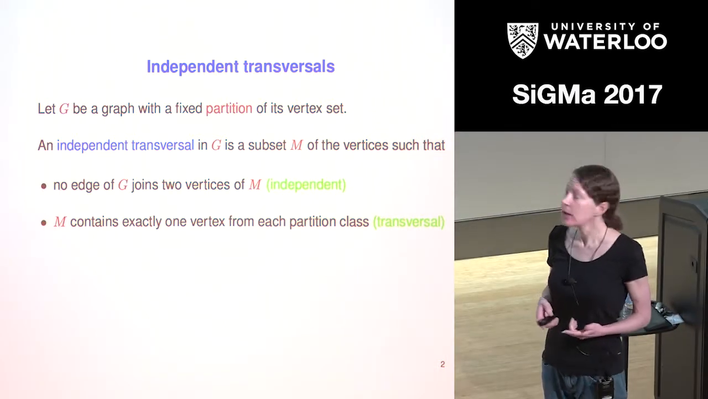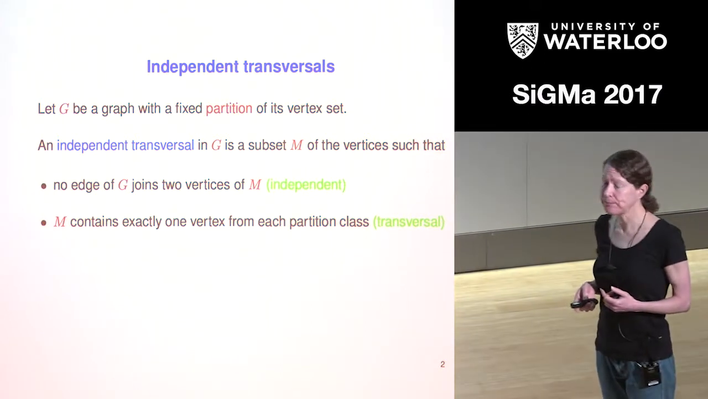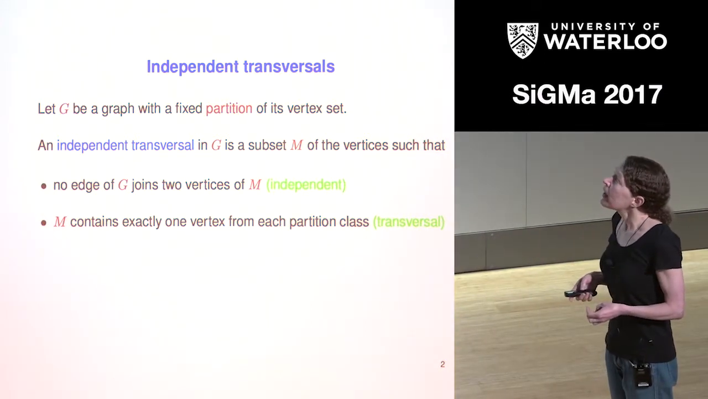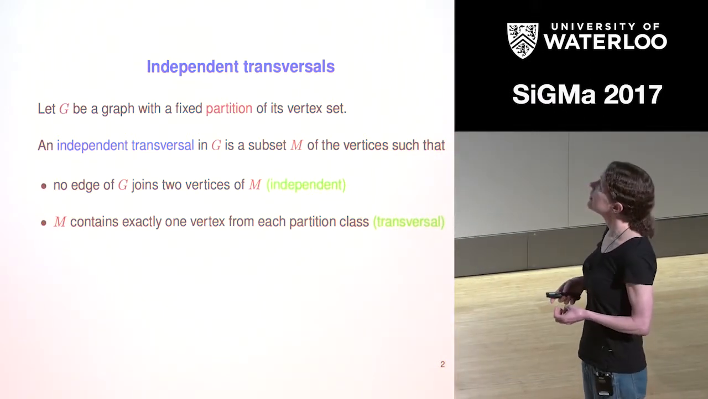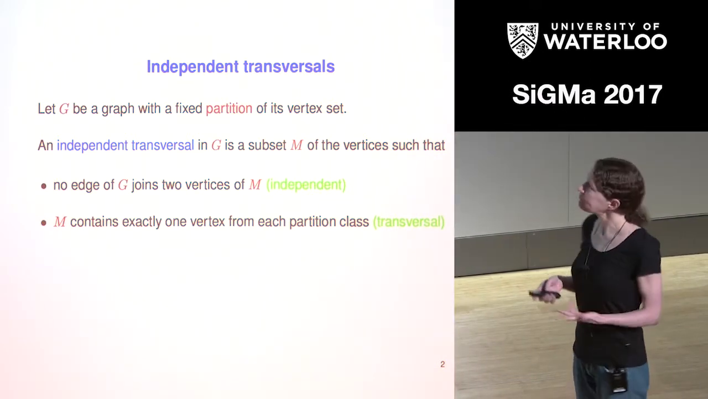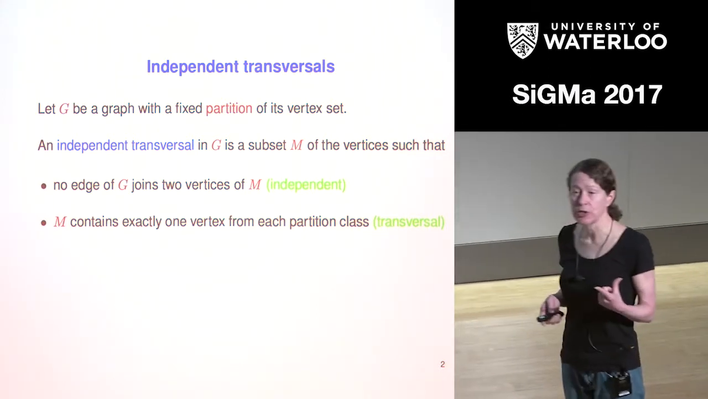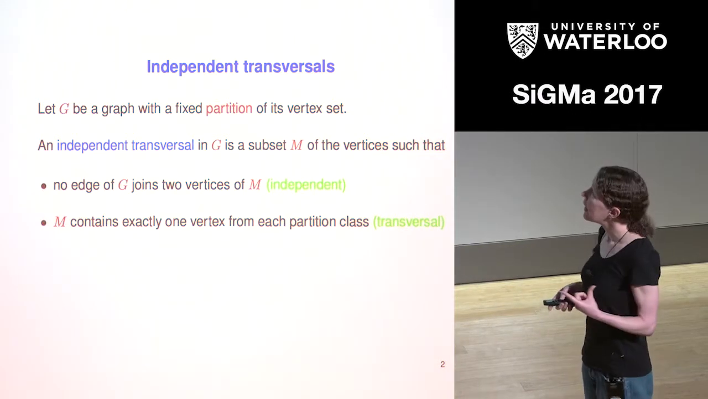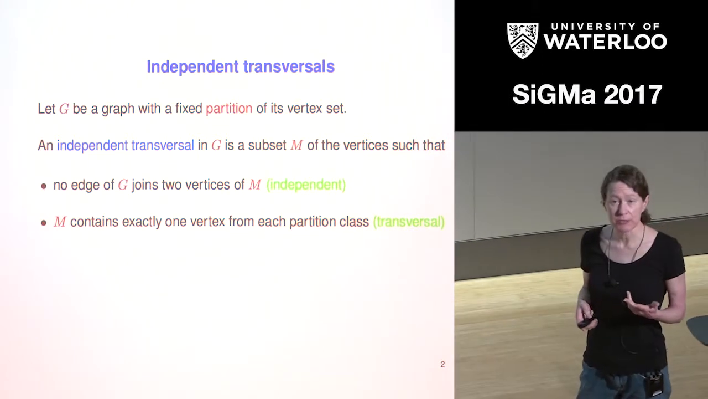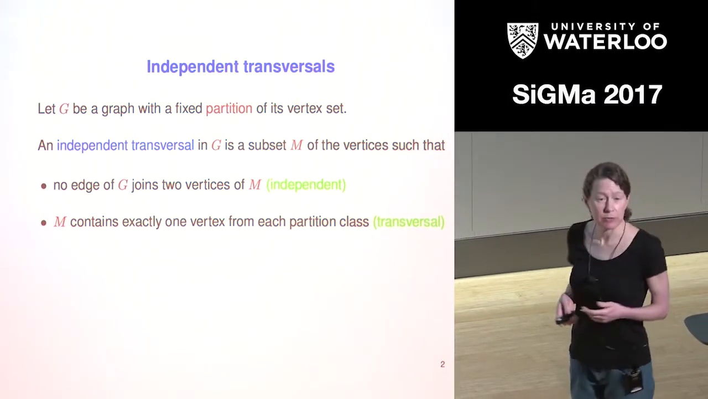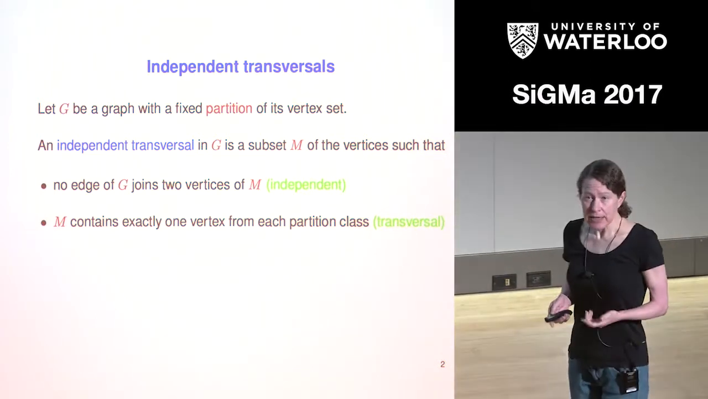Here's the setting. You have a graph G, and you have a fixed partition of the vertex set of G. This is what you're given. The thing we're looking for is a so-called independent transversal. So what's that? It's a set of vertices, and it's independent, so that means no edge of G joins two vertices in this set. And it's a transversal, so that means that every class in this fixed partition contains exactly one of these vertices in the set. So that's an independent transversal.